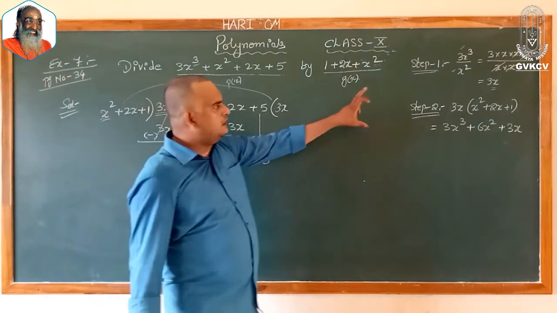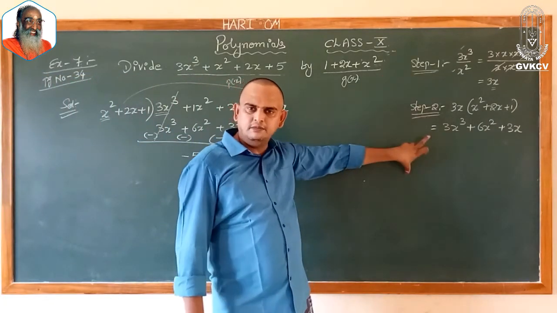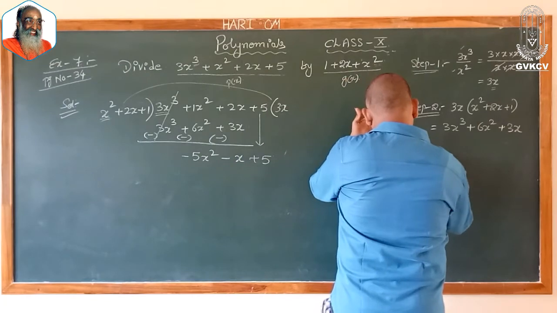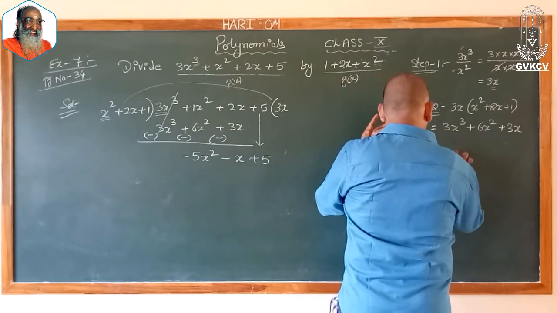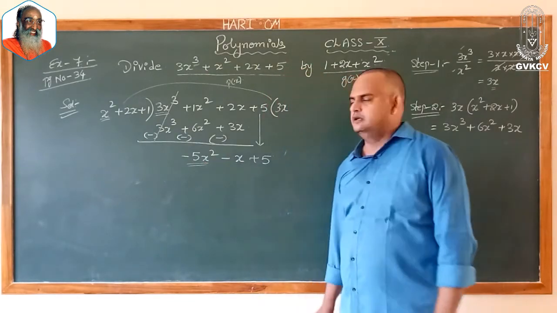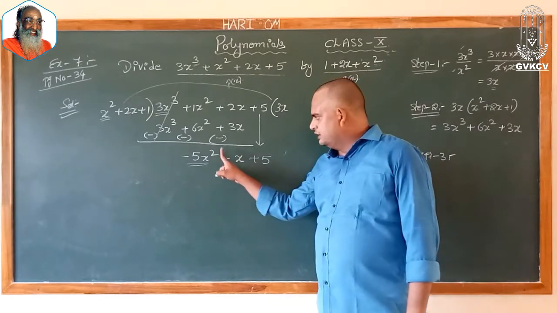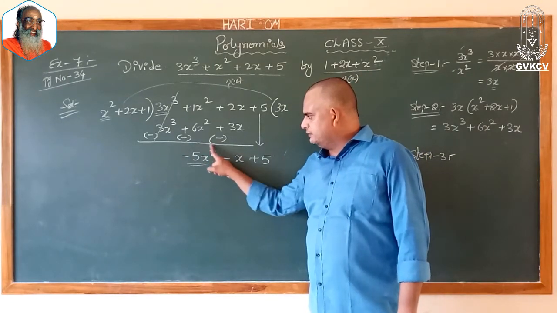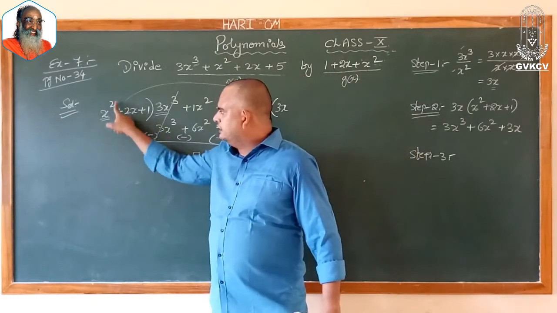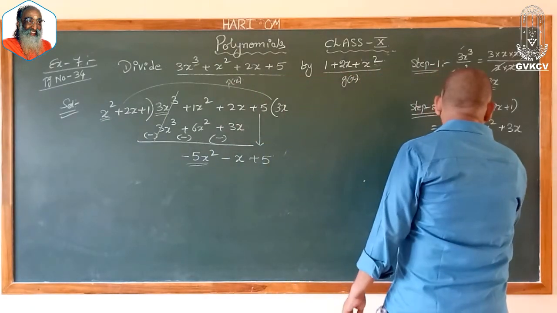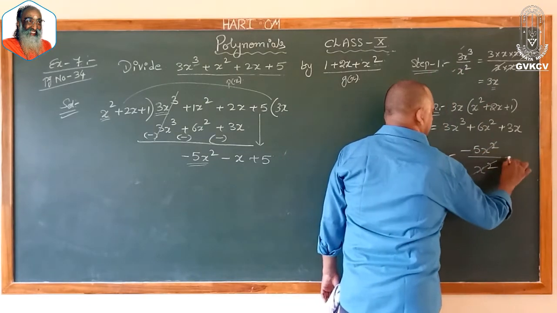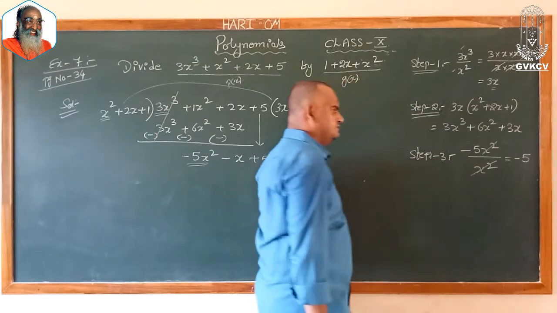Now, whatever steps we have done, the same steps we keep on continuing. Now step 3. What is step 3 here? Again, I have a new dividend, minus 5x square. This is the new dividend for us. What is the first term of the dividend? Minus 5x square. Now the first term of the divisor. So minus 5x square by x square. Here x square gets cancelled. What do I have? Minus 5.